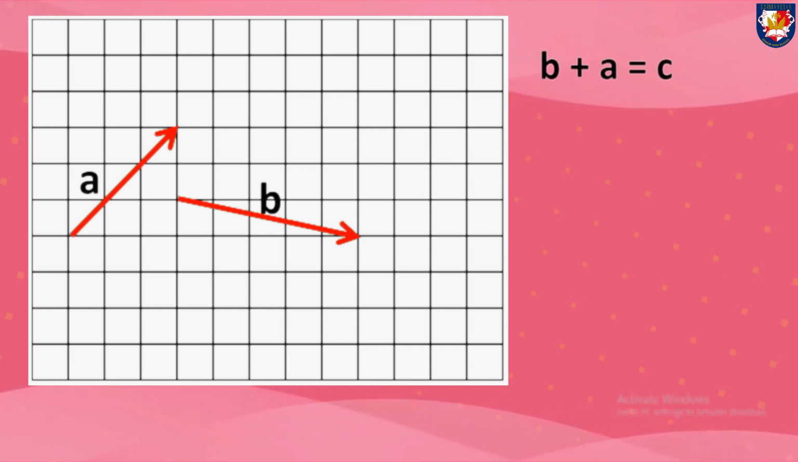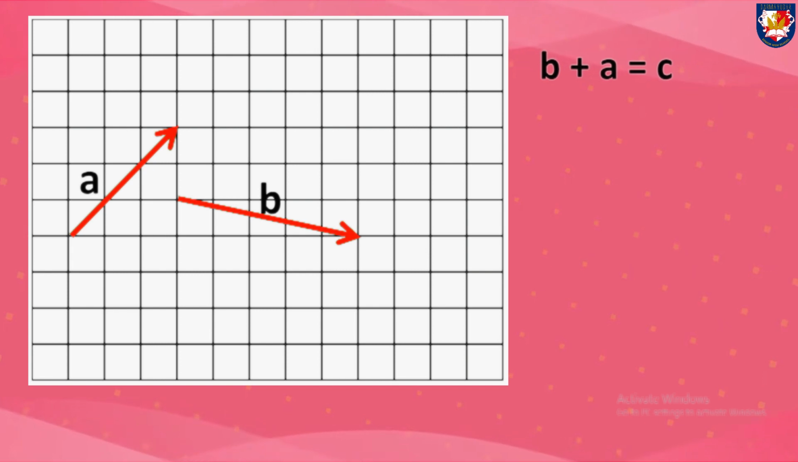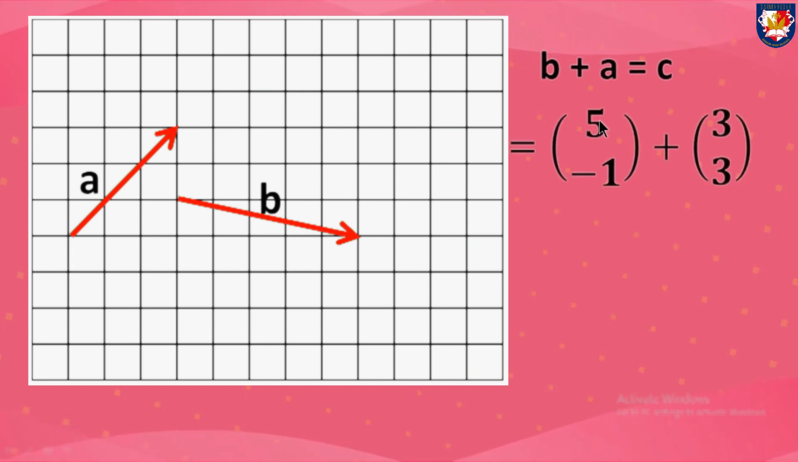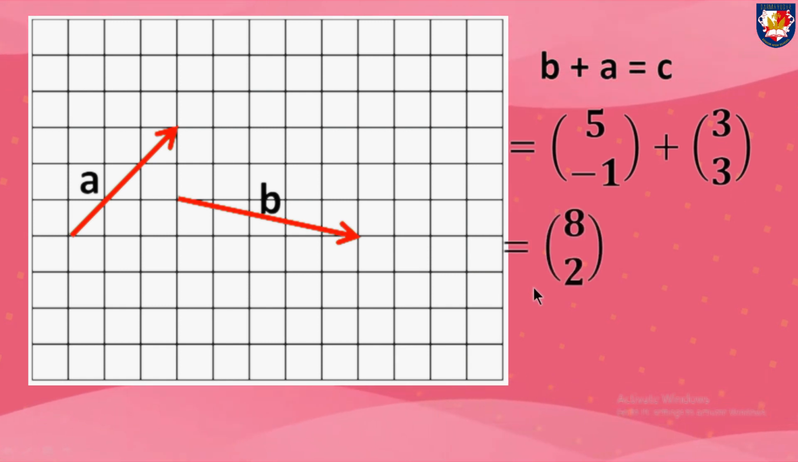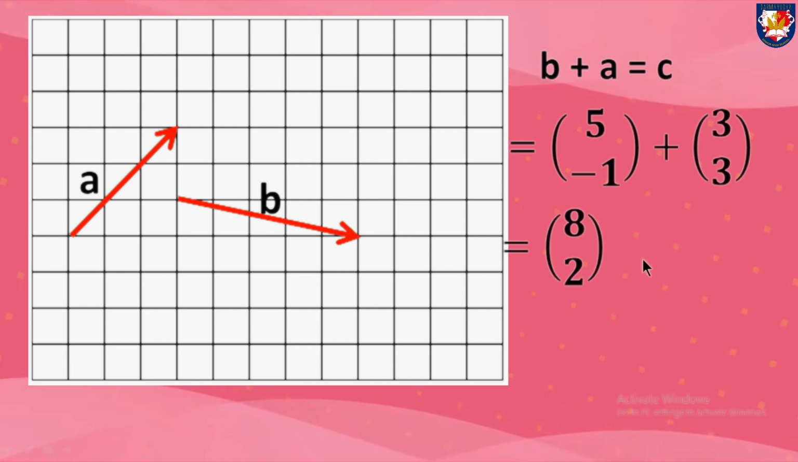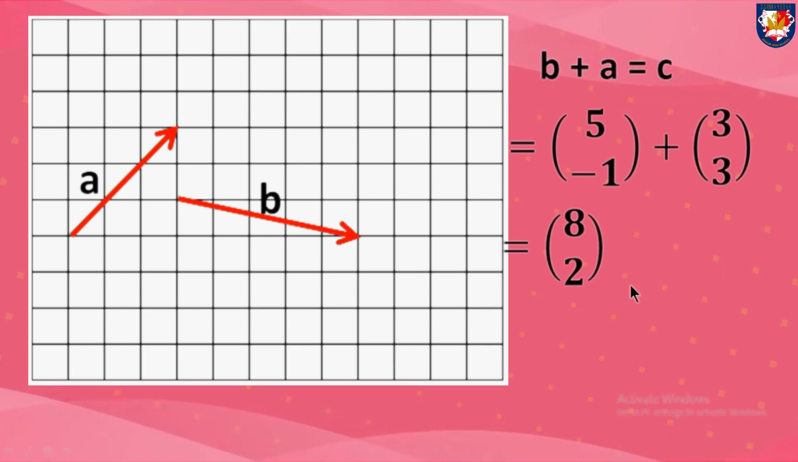How about this way? We write factor B and factor A as column factors. We know that factor B is (5, -1) and factor A is (3, 3). We add those factors together, and we find (8, 2). So A plus B equals B plus A.